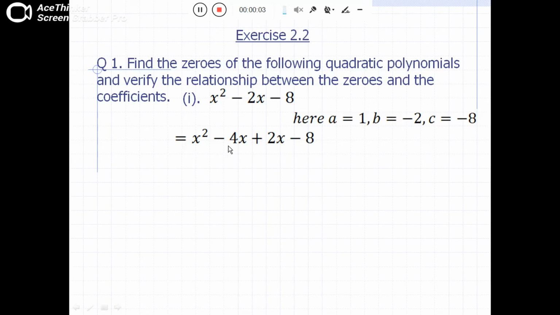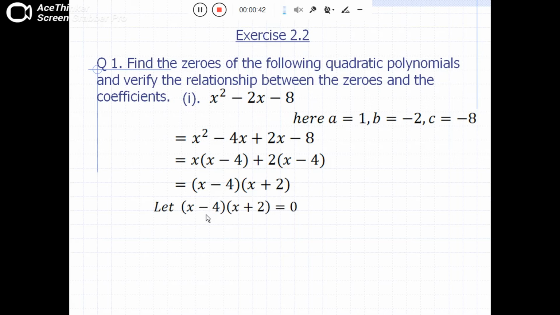Now this x square minus 4x plus 2x minus 8, make the pair of this, so you will get two pairs. First pair is x square minus 4x and second pair is 2x minus 8. From the first pair you have to take x as a common. You will get in the bracket x minus 4, and from the second pair 2 as a common, x minus 4. So both of the factors you will get are x minus 4 and x plus 2. These two factors give you the two zeros of this quadratic polynomial.